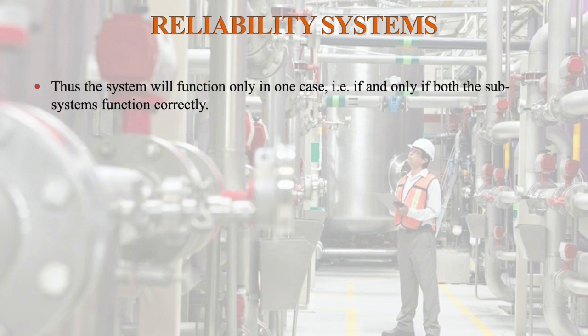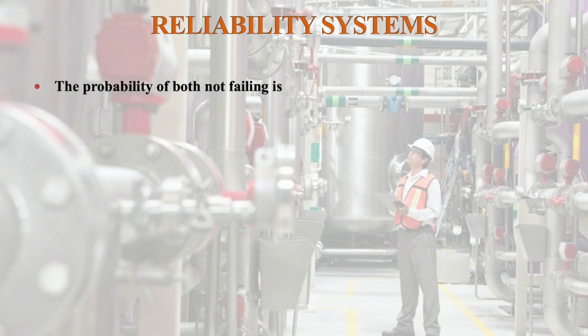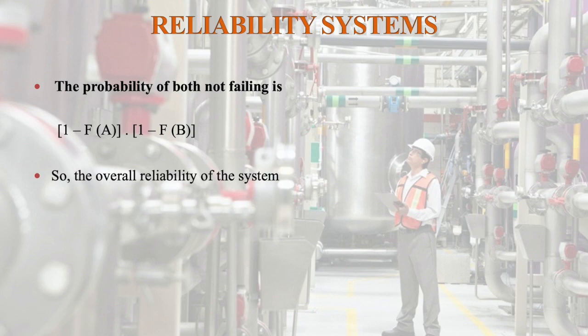Thus, the system will function only in one case, that is, if and only if both the subsystems function correctly. Thus, the probability of A not failing is equal to 1 minus FA, and the probability of B not failing, that is 1 minus FB. The probability of both not failing is (1 minus FA) into (1 minus FB). So, the overall reliability of the system is R, that is equal to (1 minus FA) into (1 minus FB), that is equal to RA into RB, reliability A into reliability B.